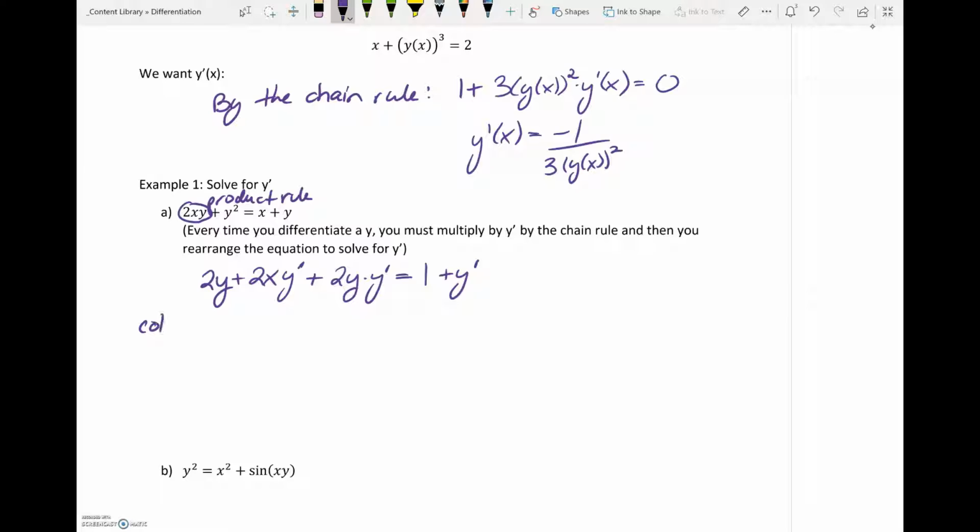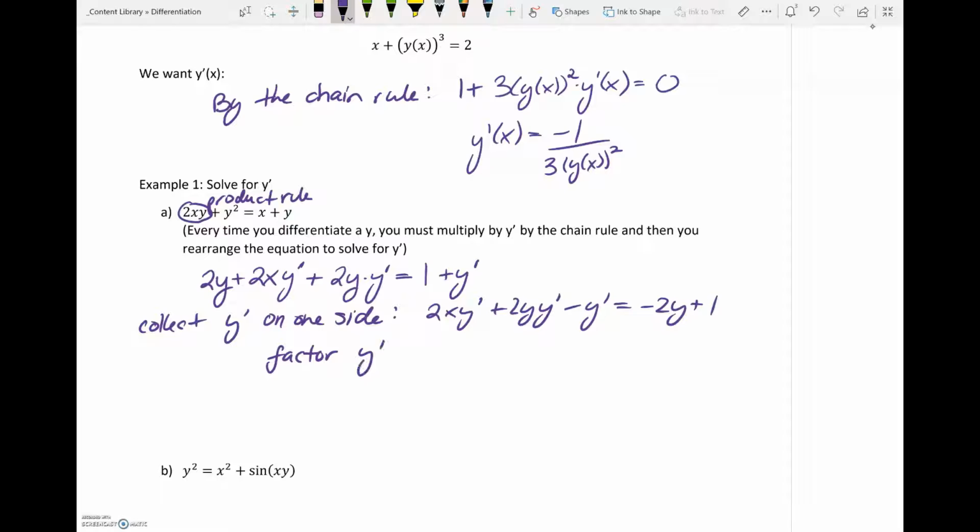Now you're going to collect y prime on one side. So this looks like 2x y prime plus 2y times y prime minus y prime is equal to minus 2y plus 1. So I just threw all my y primes on the left-hand side for now. Then we want to factor out our y prime. So y prime is going to be multiplied by 2x plus 2y minus 1, which is equal to 1 minus 2y. I just swapped it over.